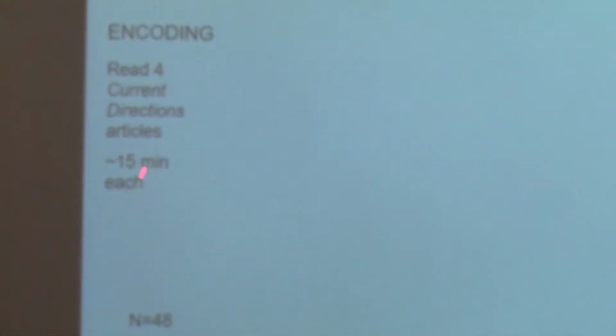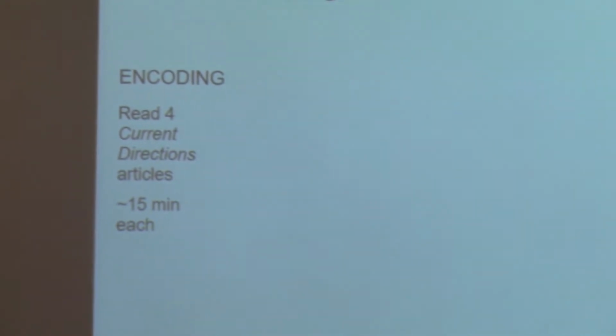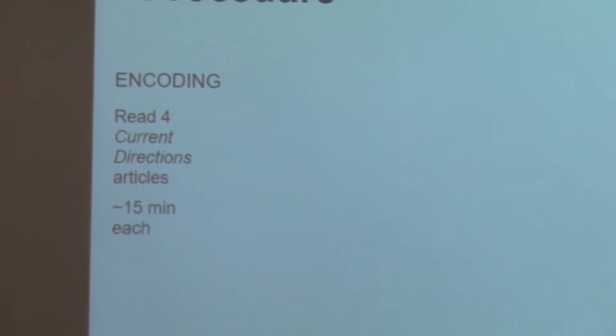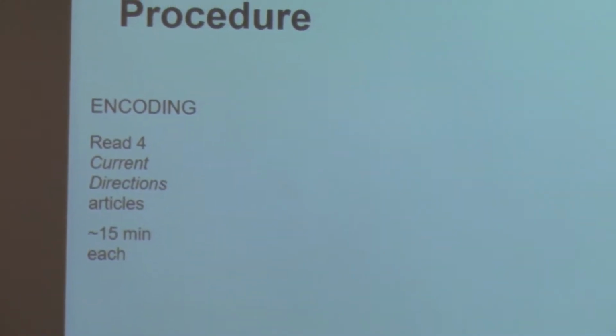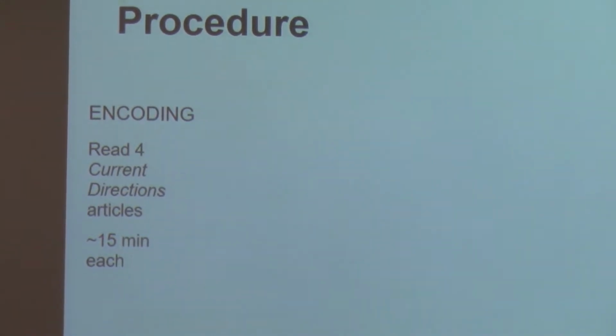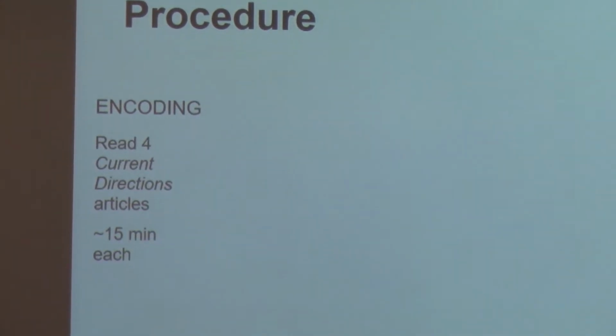So let me describe to you the procedure for this study. If you were a participant in this study, you would come to the lab. These are all college students. They would be given 4 short journal articles to read. They're very brief, 4-page long journal articles. You can take about 15 minutes to read each one. That'd be more than sufficient. So that's what we gave them, 15 minutes to read each article at a very leisurely pace.